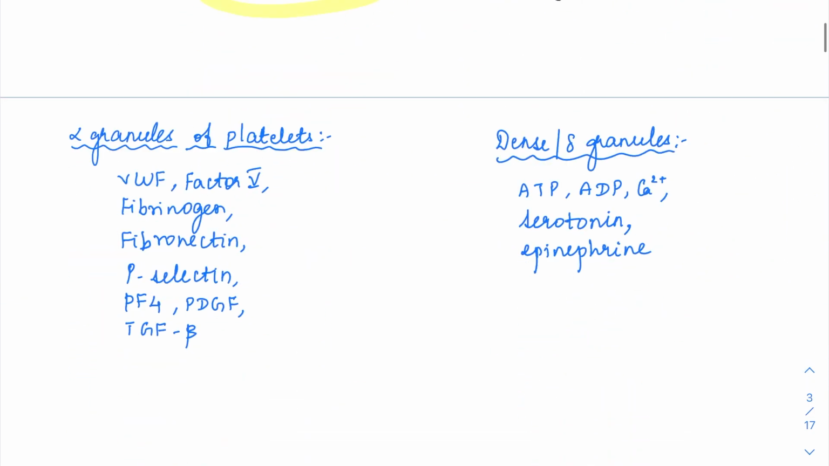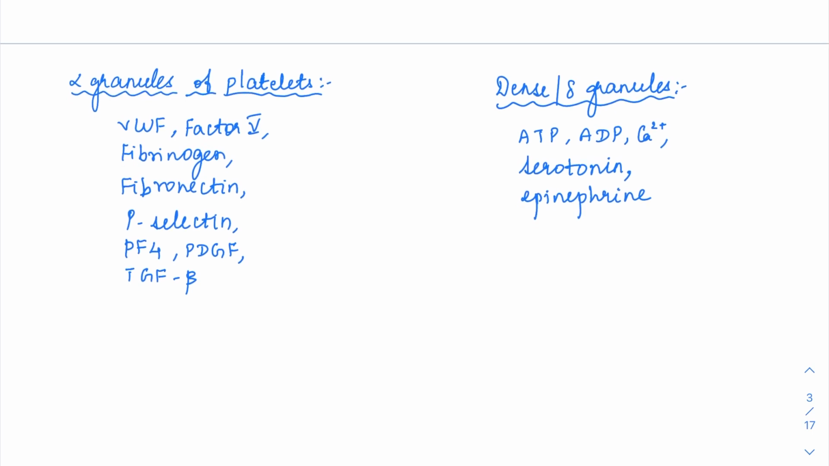So let me discuss the platelet granules again. The platelet granules are divided into alpha granules and dense or the delta granules. In alpha granules, you are going to have the von Willebrand factor. I mentioned platelet is a source, right? So von Willebrand factor, factor 5, fibrinogen, fibronectin, P-selectins, PDGF, TGF-beta and platelet factor 4. All of this is going to be present in the alpha granules.